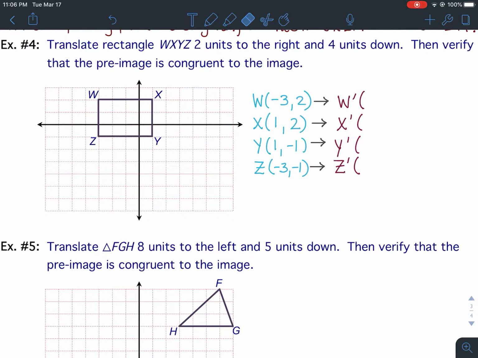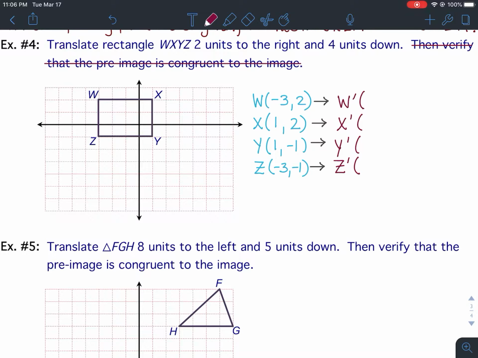Now we're going to complete example number 4. Example number 4 says translate rectangle WXYZ 2 units to the right and 4 units down. Then verify that the pre-image is congruent to the image. Right away, let's cross out that part where it says to verify, because that's that really long part that we did in example 2 and example 3, and we're not going to do that for 4 or 5.